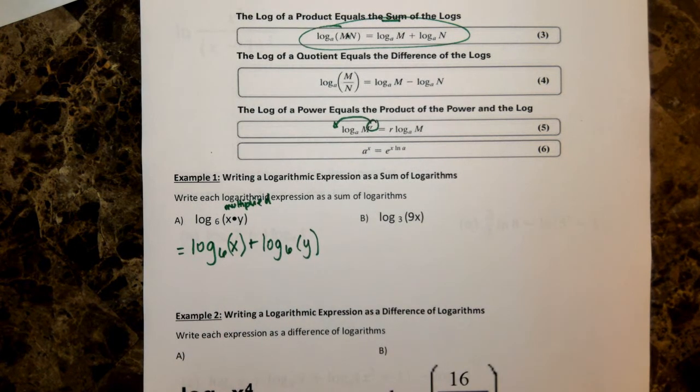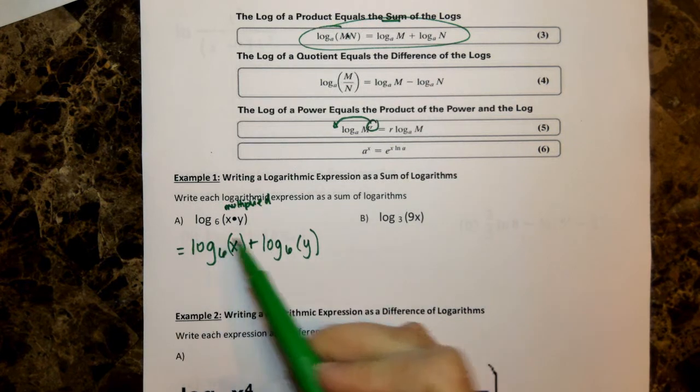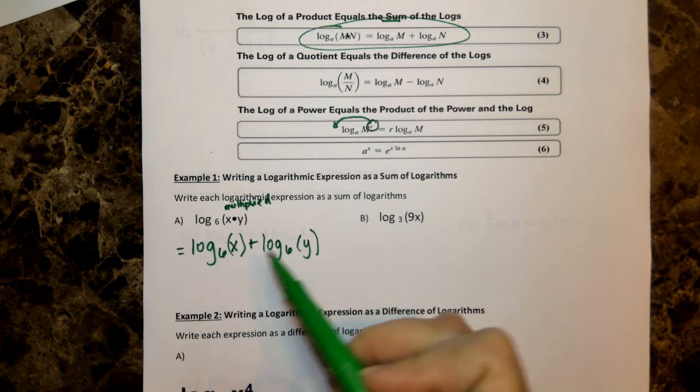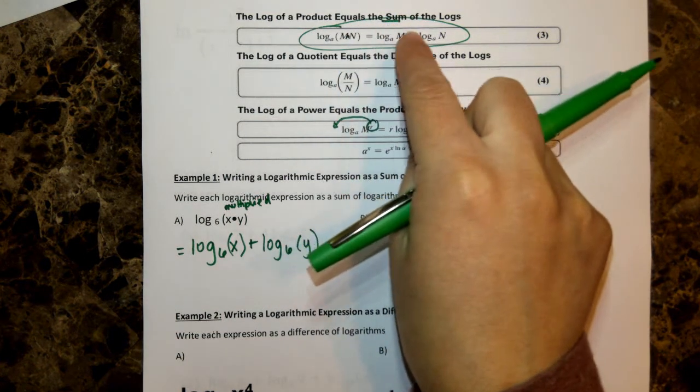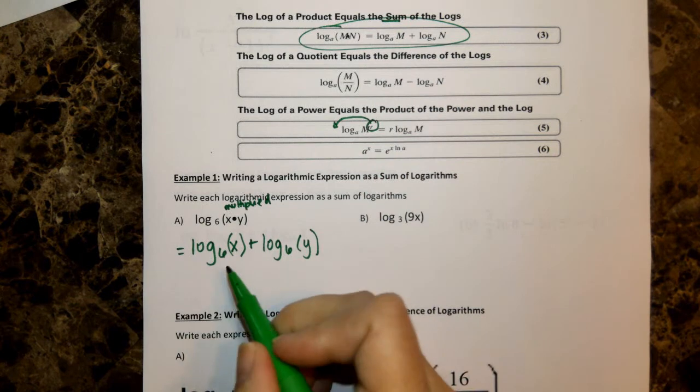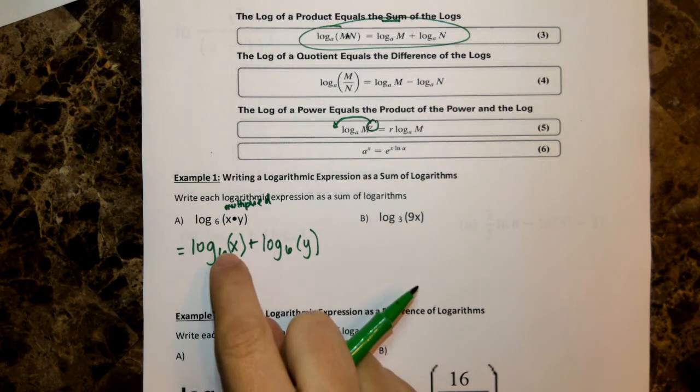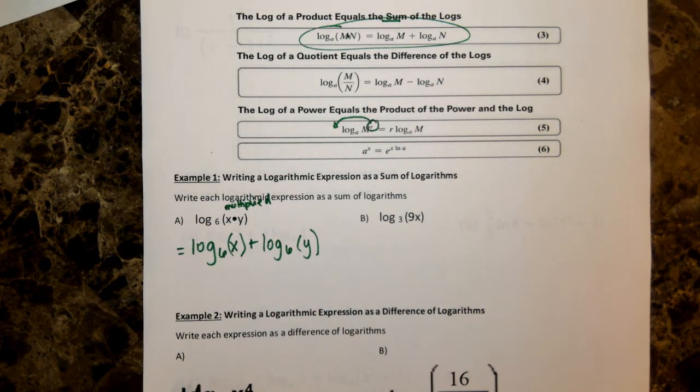And there we go. So we haven't changed the value. We've just rewritten it as two separate logs. And the reason why we're able to do that is the product equals the sum of logs property. And keep in mind that the base was 6. The base will still be 6 of each of these separate logs. So these equal each other. I just rewrote it as two separate logs being added.